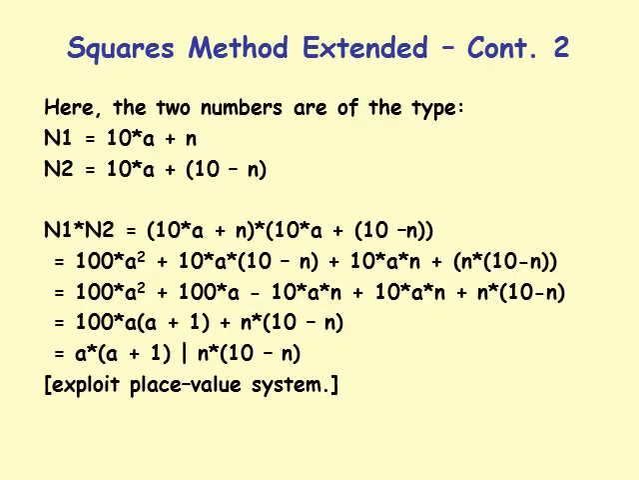Let's continue here. On the left side is a times a plus 1. On the right side is n times 10 minus n. If there are only two digits in the right part, this represents 100 times a times a plus 1. So we exploit the place value system when we can, but we have to honor its rules. That means that because we removed the 100 to form the left hand part, we do need two digits on the right.